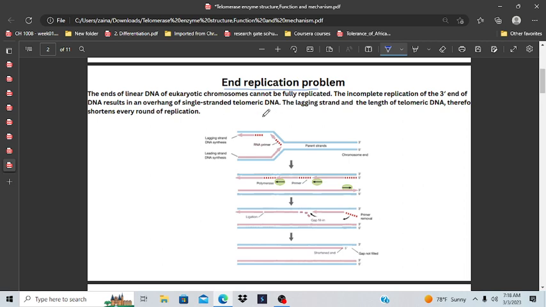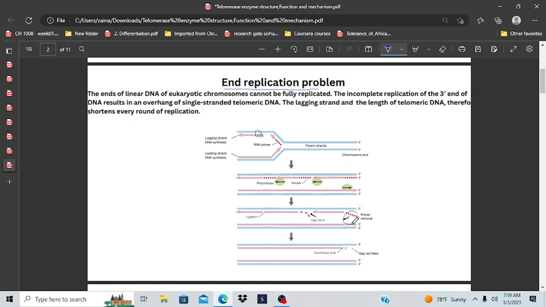So when the chromosome is replicating, the lagging and leading strands are being made. In the lagging strand, primers are recruited by primase, and then the polymerase enzyme synthesizes, adding dNTPs to the 3' OH of the primers. Then the primers get replaced. So primers are removed by RNase H enzyme, and then they are replaced by DNA polymerase as well.